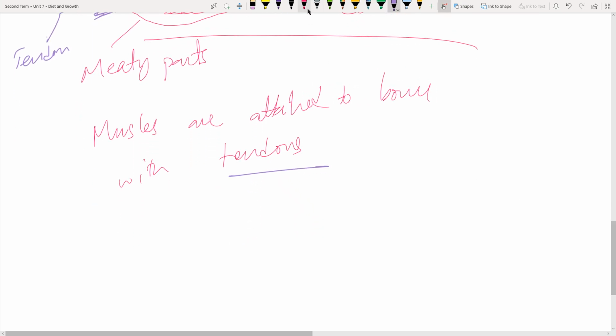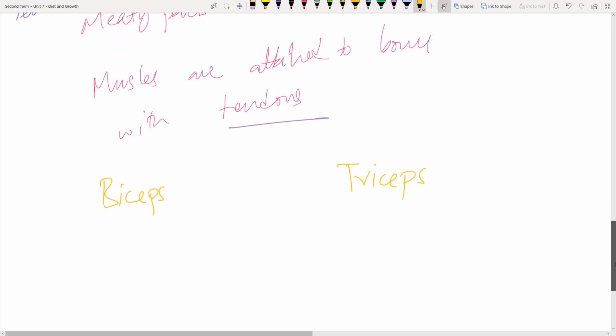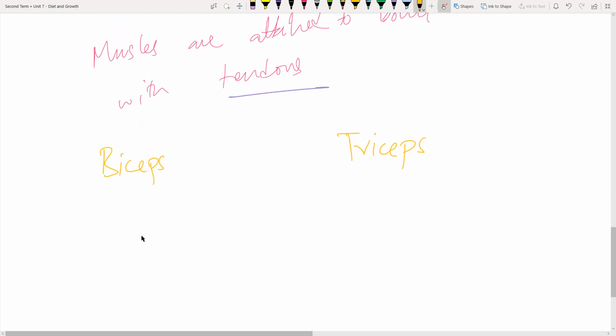Now this is a very common name that we have: biceps and triceps. These are two types of muscular arrangements. In the biceps we have a bone. I'm just going to draw a bone, as well as an elbow joint. I'm just going to draw an elbow bone. Now, what are the biceps and what are the triceps? It's a combination of muscles.